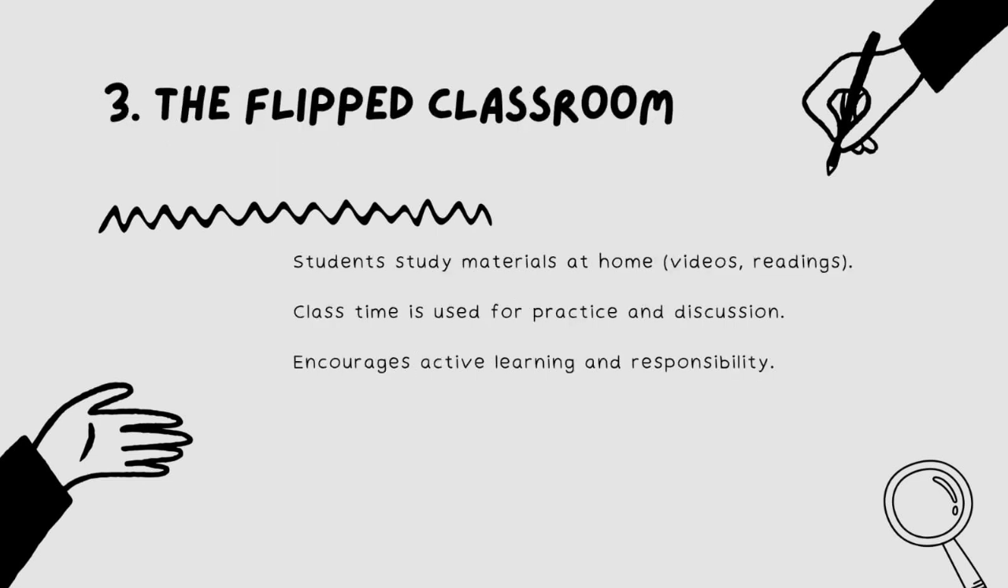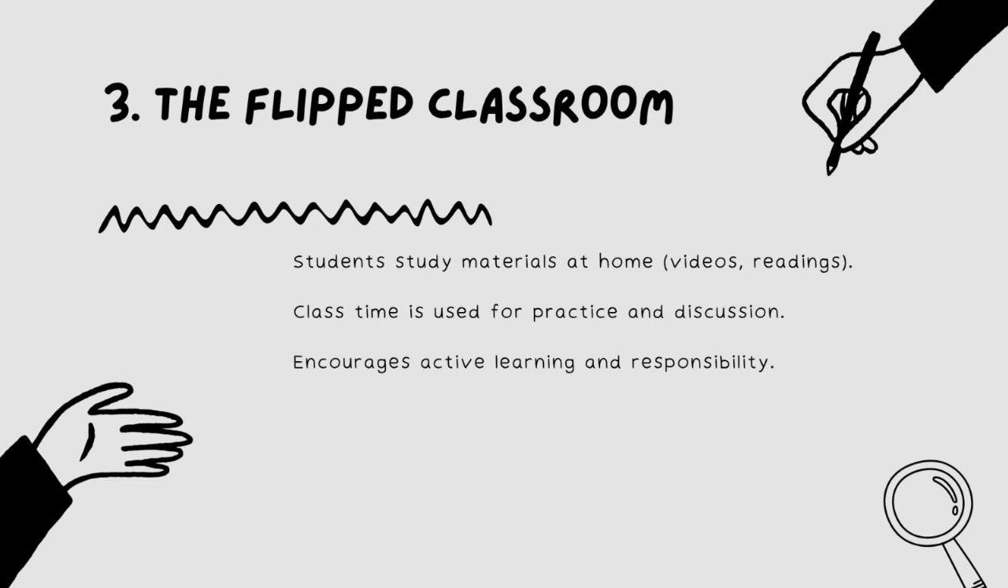The third method is the flipped classroom, which is a modern and innovative strategy. In a flipped classroom, students learn new content before class, usually by watching videos, reading articles, or exploring online materials. Then during class time, they apply what they learned through discussions, group work, or presentations. This method changes the traditional learning structure.